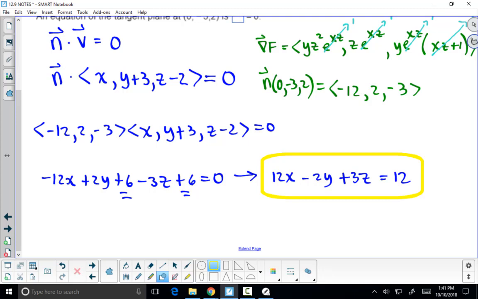You're welcome. Any questions on that? So for a plane, we need two things. We need a normal vector and a displacement vector, and they have to dot to 0.